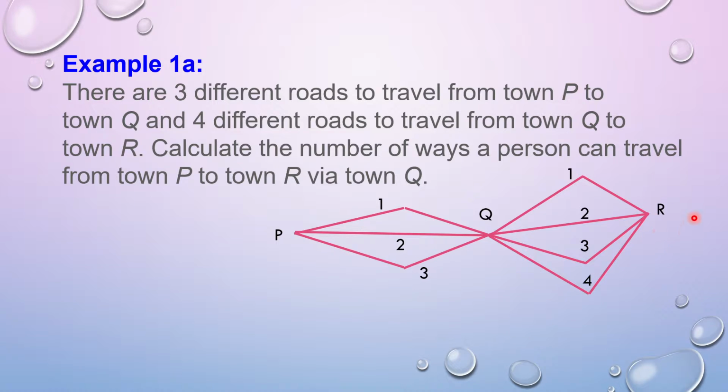To reach R, using the multiplication rule, you can find the number of ways a person can travel from town P to town R via town Q. So here you just multiply. To travel from P to Q, we have 3 routes, times Q to R, 4 routes. So altogether you have 12 ways to travel from P to R.